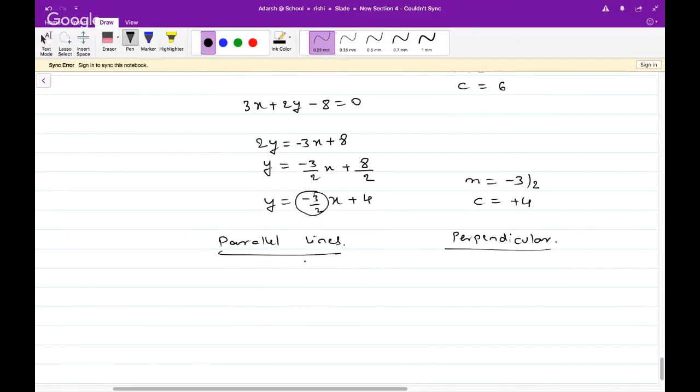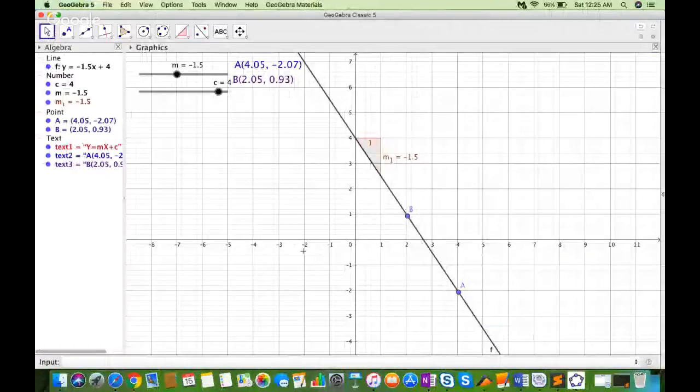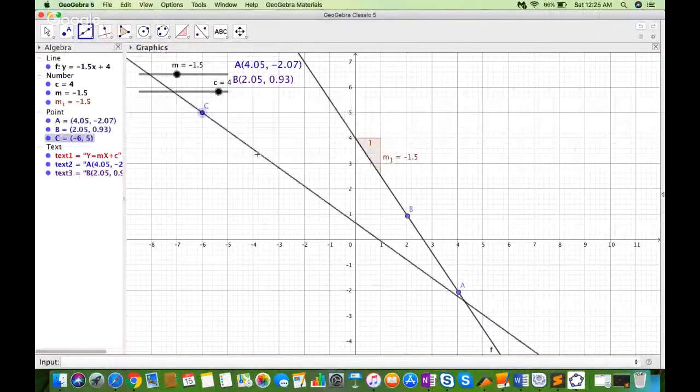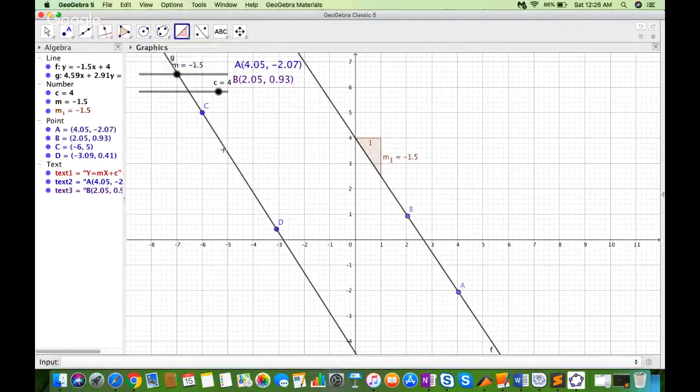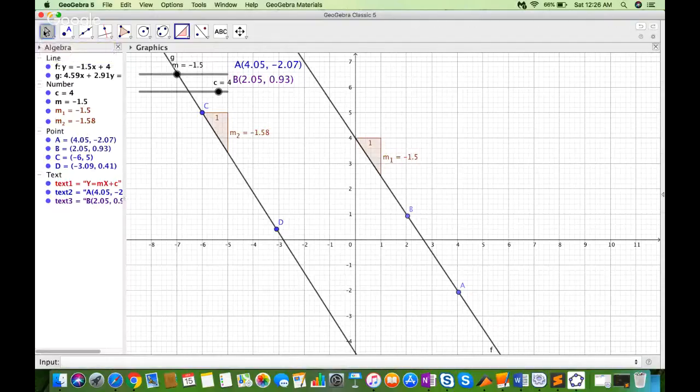So let's verify this on our GeoGebra software. So this is one line. I'll take another line which is parallel to this line. What will be the gradient of this? So it's not still parallel. If I make it parallel, look at the gradient. When the two lines are parallel, are the gradients equal? Yes. So when two lines are parallel, the gradients happen to be equal.